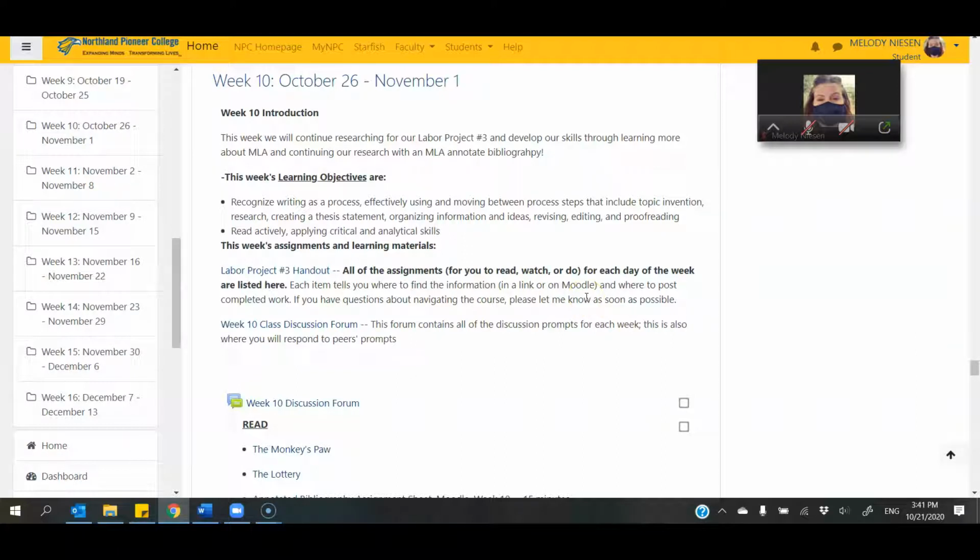We are going to continue our research for our big labor number 3 project, which is our research paper, the Write This, Not That, Choose Your Textbook. And we will continue working on this project this week by developing our skills through learning more about MLA and continuing our research with an MLA annotated bibliography.